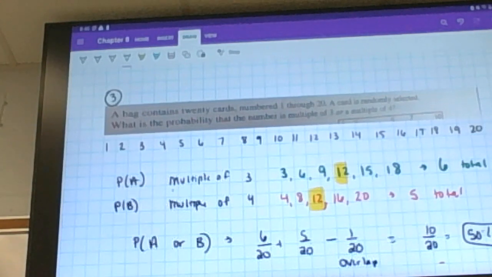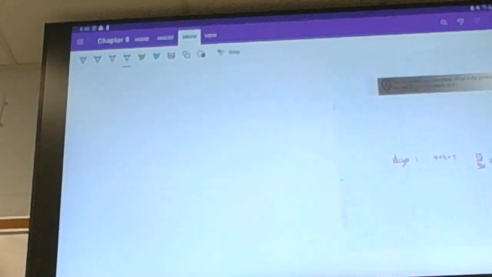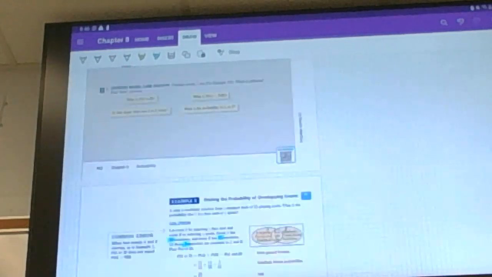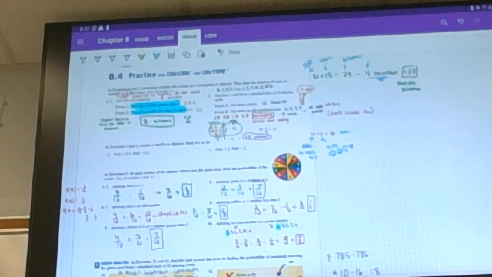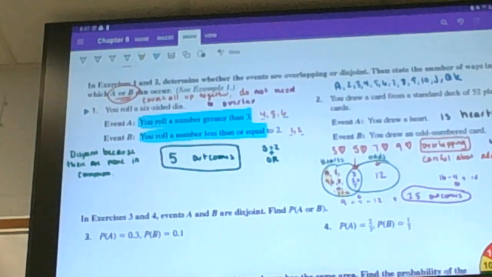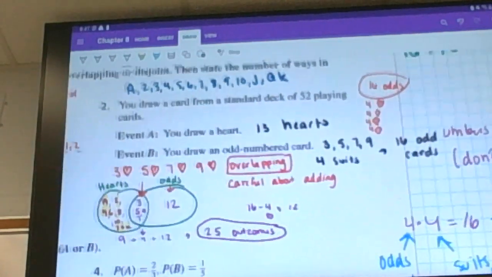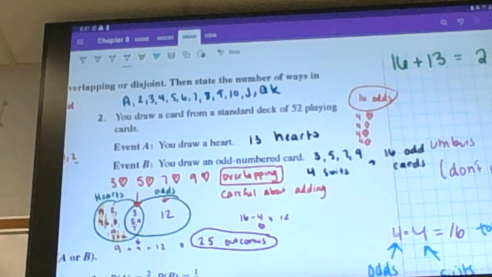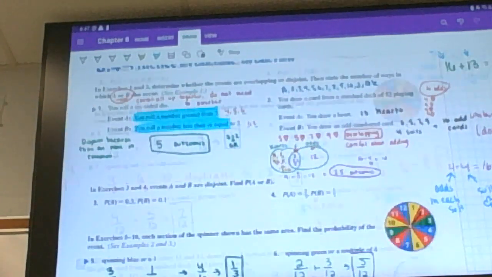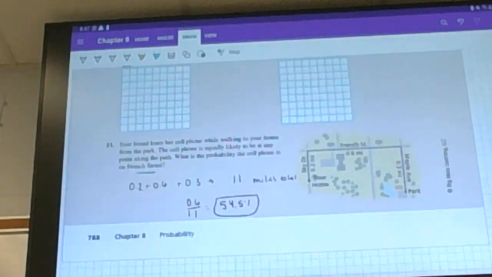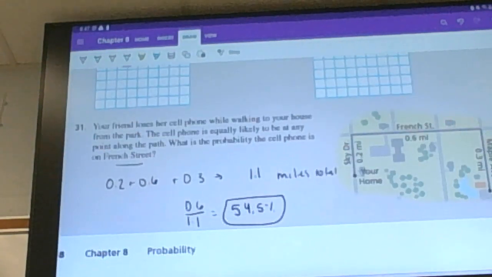Alright, let's check these out from yesterday. Page 785. I believe I did 1 and 2 with you. Maybe I didn't. Right to the end. I'm gonna start at the end and move up. So here's 31. Everybody who did not attempt 31. The last problem in the list. This is part over whole.